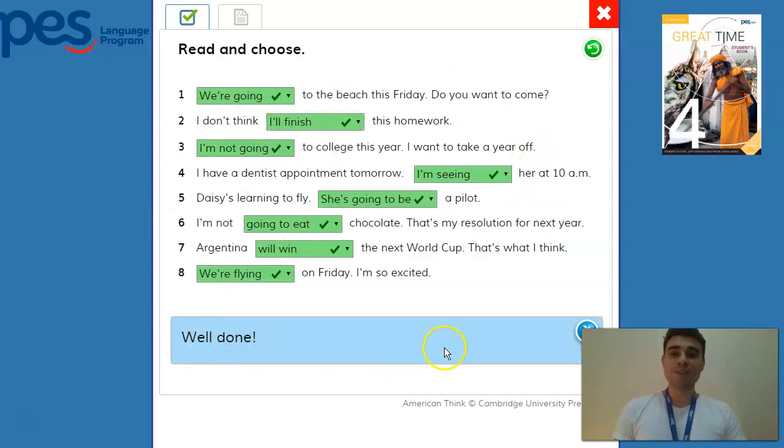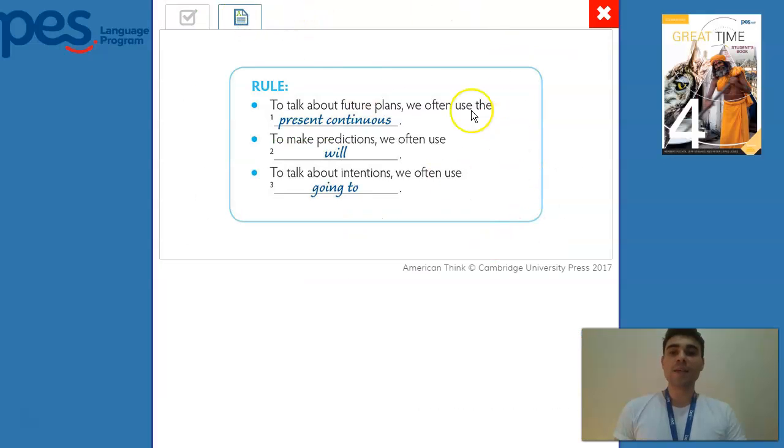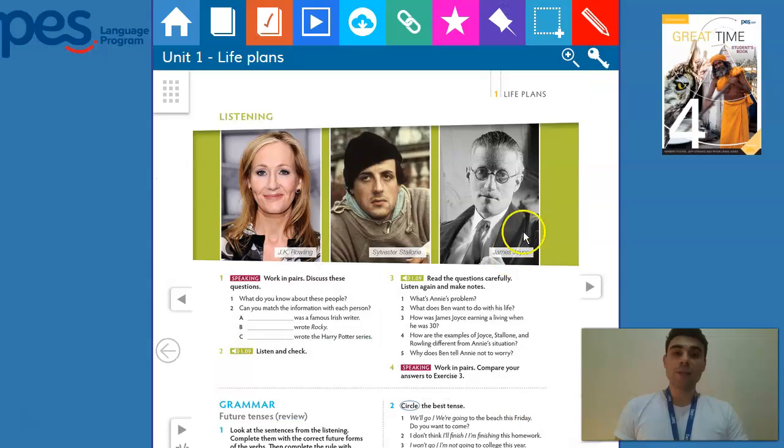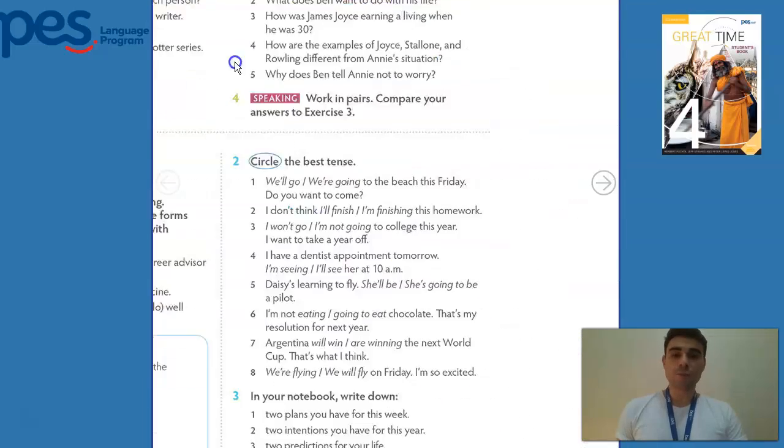Very good. Well done. Okay. And again, take a look at the rule. So to talk about future plans, we often use the present continuous. To make predictions, we often use will. And to talk about intentions, we often use going to. Okay? So take a look again. We're going. I will finish. I'm not going. I'm seeing. She's going to be. Going to eat. Will win. And we're flying. Right? Alright guys, so this is it for today.